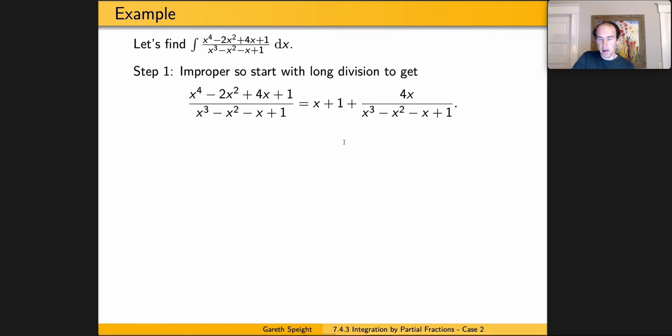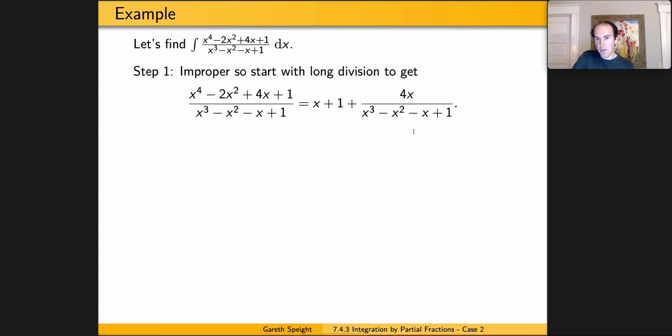And I'm going to skip over the long division here. It's kind of tedious. There's some algebra. We can do some examples in class if people have trouble with long division. But if you do the long division, this will come out as x plus 1 plus 4x over x cubed minus x squared minus x plus 1. So we're going to have to integrate this right side instead because this is easier to deal with.